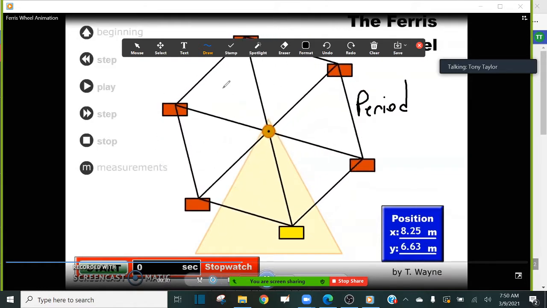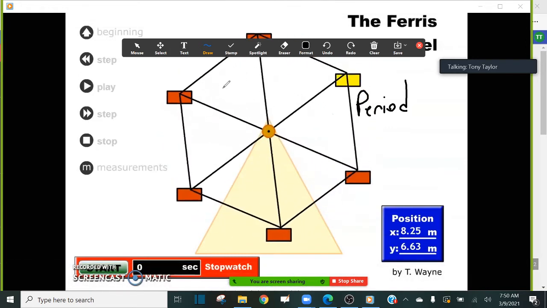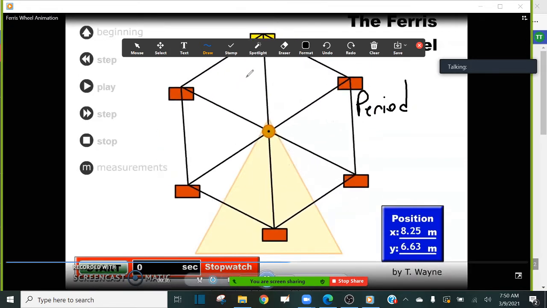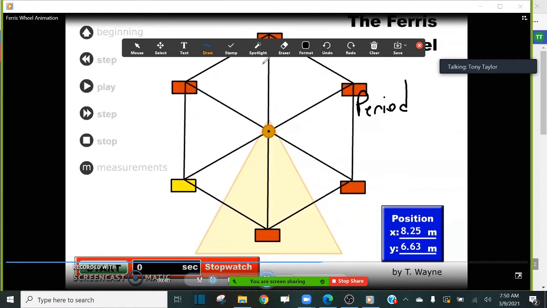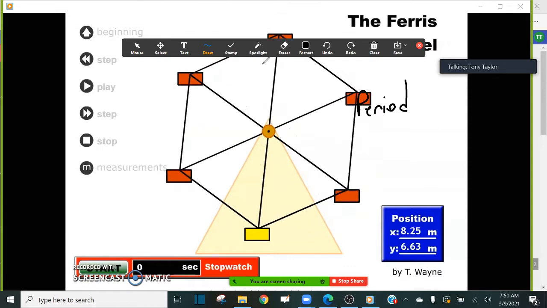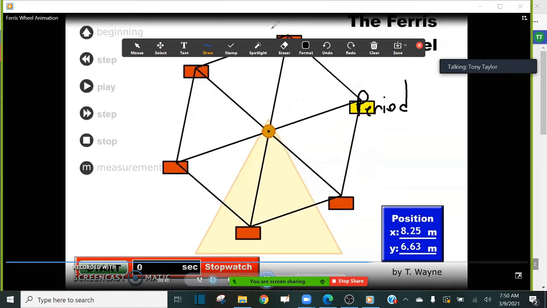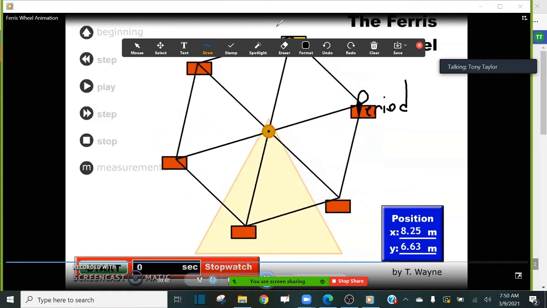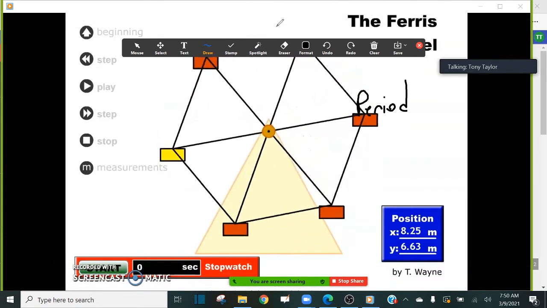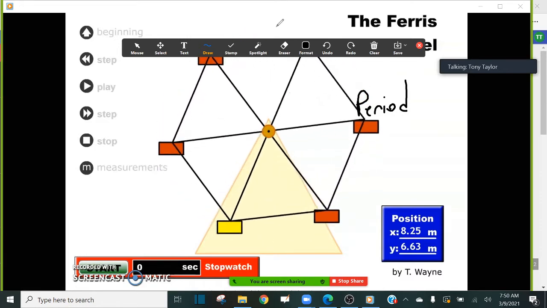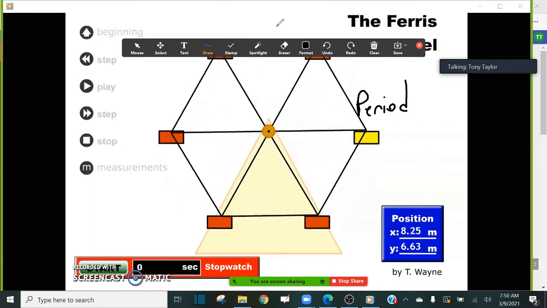We're going to look at that box in yellow, and when it comes to the top of the path, we're going to start our stopwatches. And then when it comes all the way back around again, we're going to stop our stopwatches. Okay, so let's go ahead and do that now. As soon as that yellow box, I'm going to hit start, because notice it's at the top of the path. And notice my stopwatch is going. As soon as that yellow box comes right back to the top again, I'm going to stop my stopwatch.